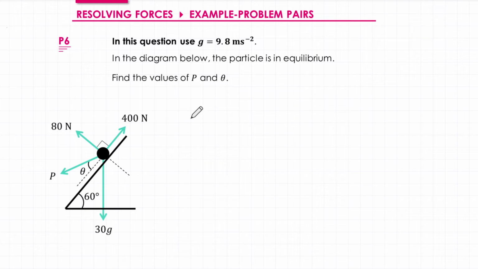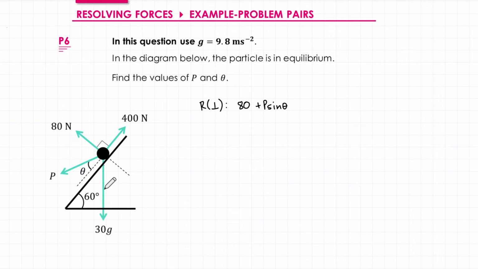So we've got a diagram where a particle is in equilibrium, and we need to find P and theta where they're both involving the same force. So we'll start by resolving perpendicular to the slope. We've got 80 newtons coming out of the slope. We've got a component of P acting out of the slope. We're not crossing the angle, so that will be P sine theta.